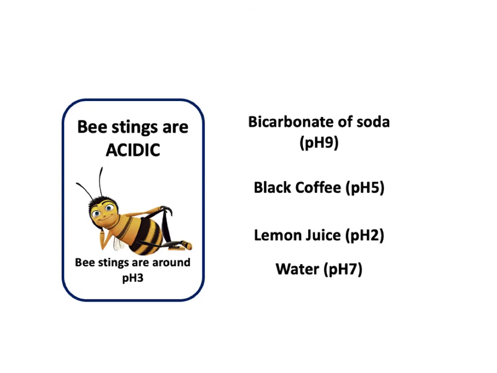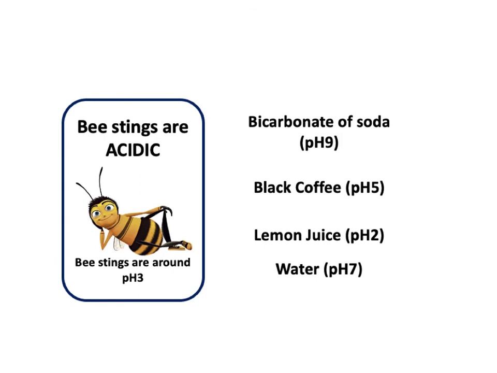Alright, so the last thing I'm going to go through here on this video with you guys is just a little, I guess, challenge to think about. So bee stings are acidic and they have a pH of about 3. So one of these things written here on the right hand side is actually a home remedy that you can apply to a bee sting to try and make it a little bit less painful.